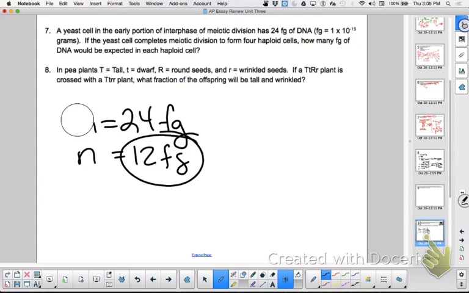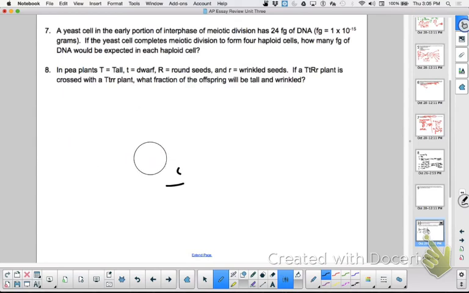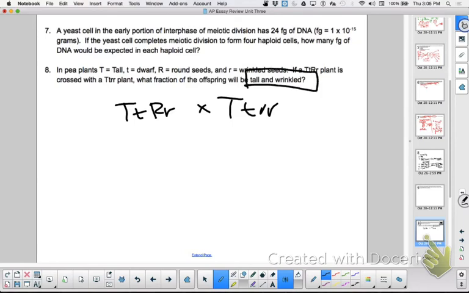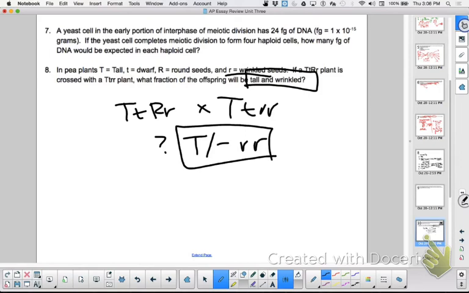And then number 8 on your grid-ins: in a pea plant, T is tall, little t is dwarf, R is round, and little r is wrinkled seed. If a TtRr plant is crossed with a TtRr plant, what percentage of the offspring would be tall and wrinkled? How could I write tall and wrinkled here? Tall is big T, anything will be tall, right? How will it be wrinkled? It will be R. What kind of R? Little r. So I'm wondering how many will turn out like this, right?